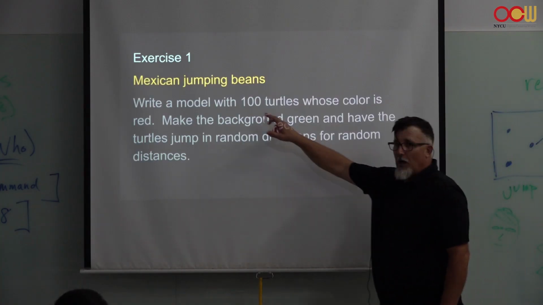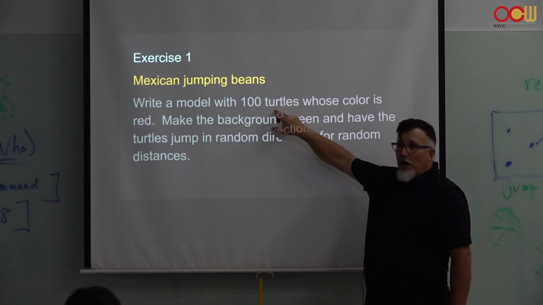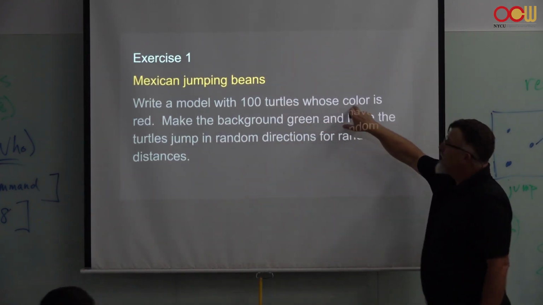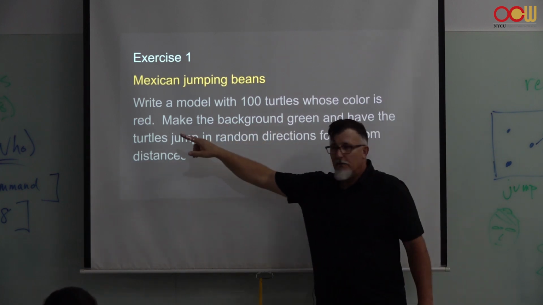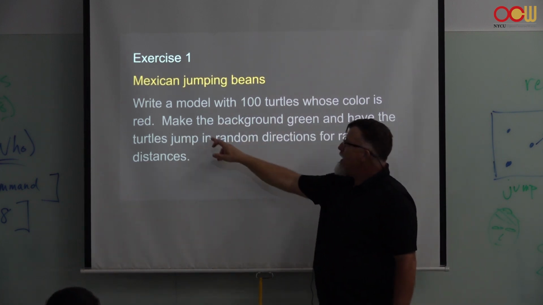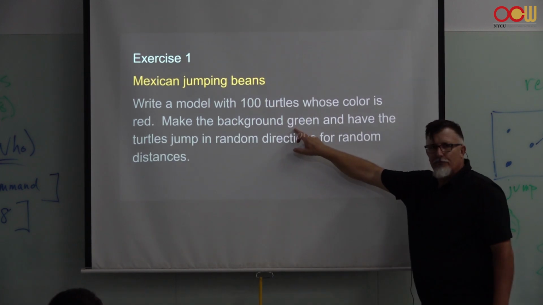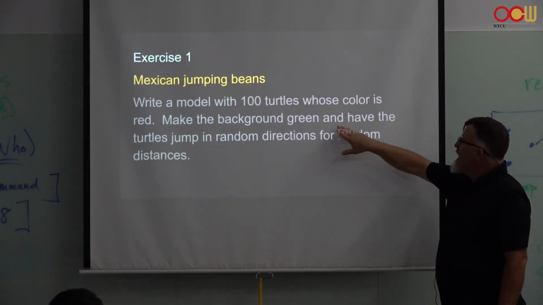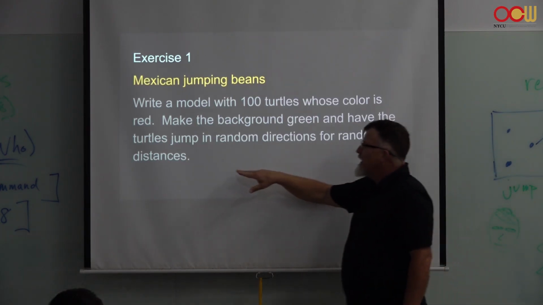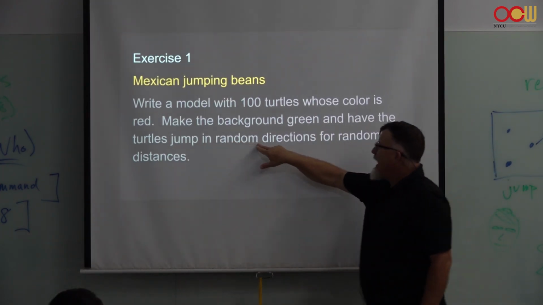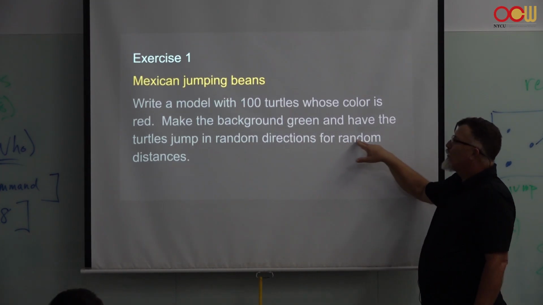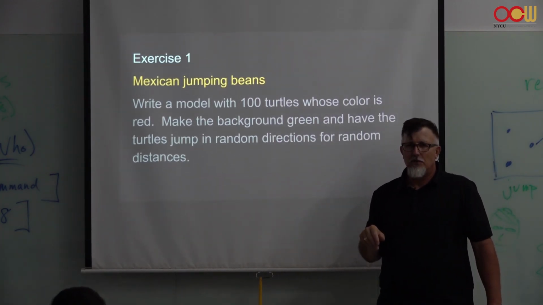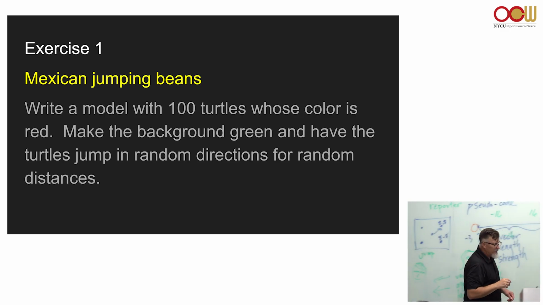I want you to write a model with 100 turtles in the world whose color is red. I want you to make the background color of the world green. The entire world needs to be green, and have the turtles jump in random directions for a random set of distances. Okay? Maybe I'll add one more thing to it.